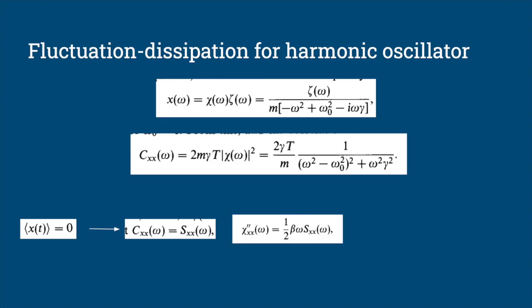Now the fluctuation dissipation theorem for the harmonic oscillator. A harmonic oscillator in a viscous fluid, like a free particle in the same fluid, will reach thermal equilibrium as a result of collisions with the fluid molecules. This means that the average energy per degree of freedom of the oscillator will be T by 2, or that the mean square displacement x square of t is equal to T by m omega naught square, and v square of t is T by m.